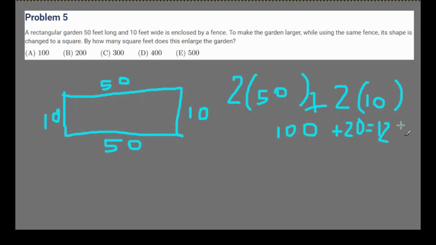So now the fence is 120 feet long, and the next step is finding the side length of each square, since the 4 sides of the square are equal. So all we need to do is divide 120 by 4. 30 times 30 is 900 square feet, which is the area of the square.